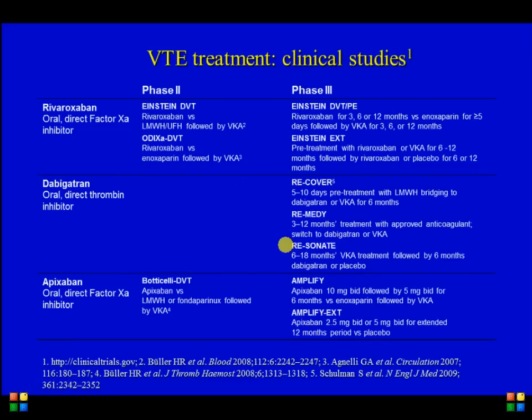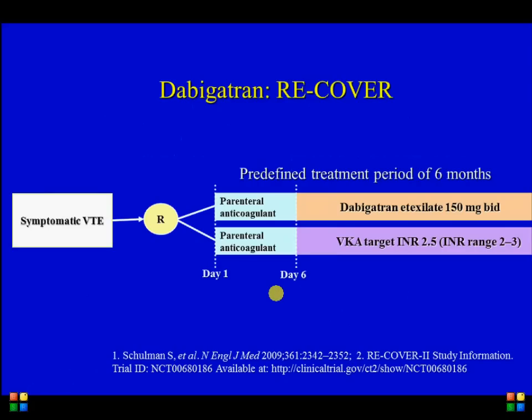Now this slide summarizes all the studies that have been done with the new oral anticoagulant drugs on venous thromboembolism treatment. And with rivaroxaban, we have the Einstein DVT and pulmonary embolism studies. They have now been published. The Einstein extension studies I will present. With dabigatran, this study has been published, and these two are in abstract form, and apixaban has just been published as well.